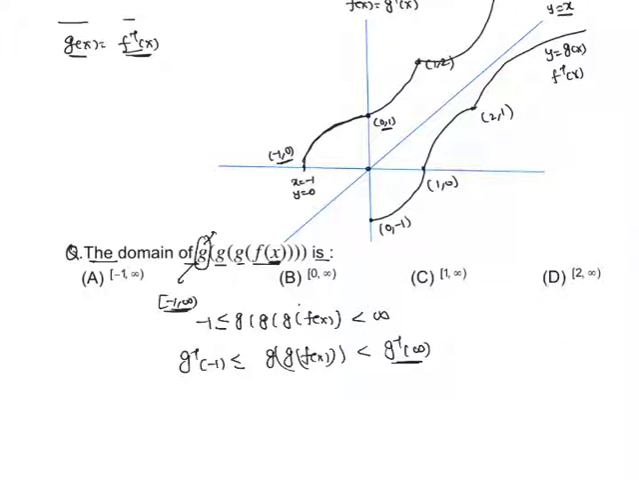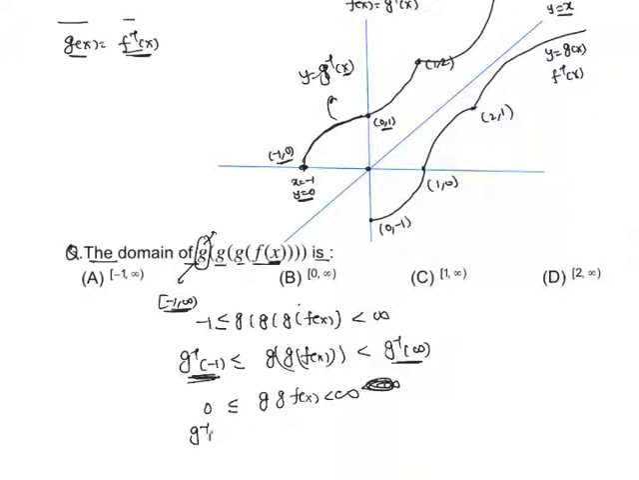We can say g inverse of infinity is infinity only. Now g inverse of -1: this function is nothing but y equals g inverse of x. So if I put -1, g inverse of -1, at -1 what value are you getting for y? 0. So this value will be 0. So 0 is less than or equal to g of f of x, less than infinity. Next, again we will apply g.